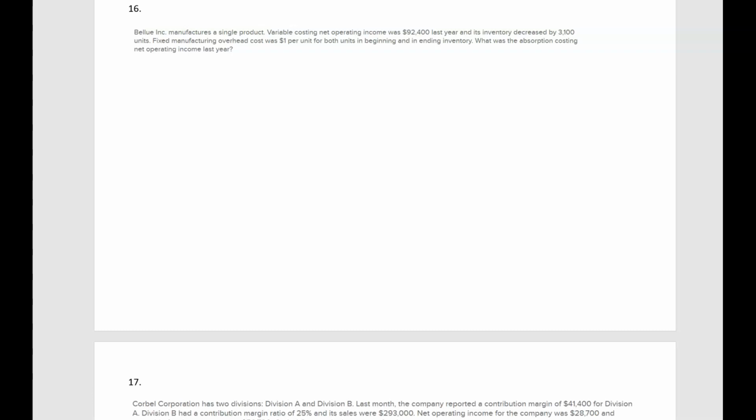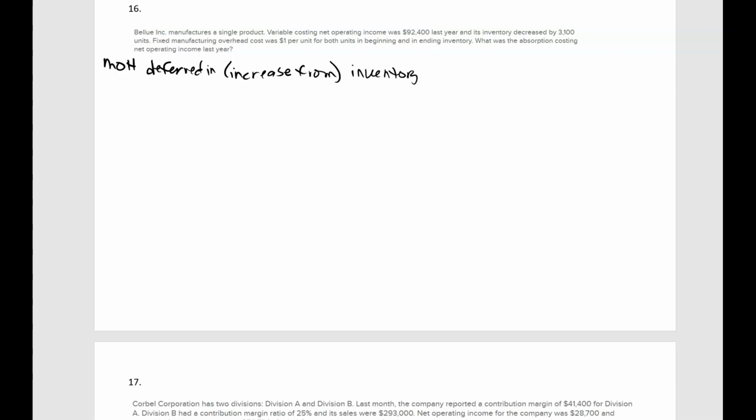Case 16. We're looking for the absorption costing net operating income. Manufacturing overhead deferred in increase from inventory.